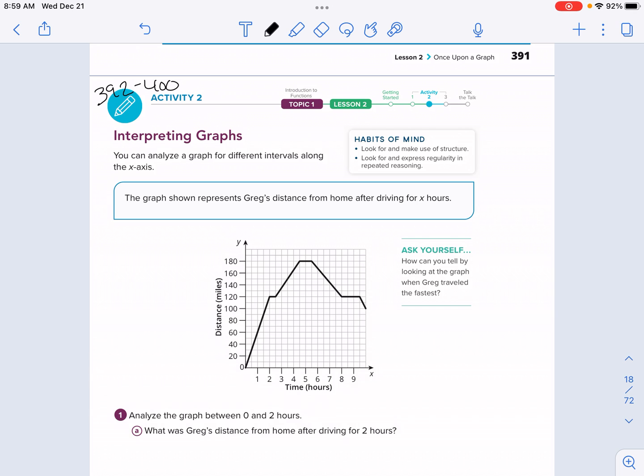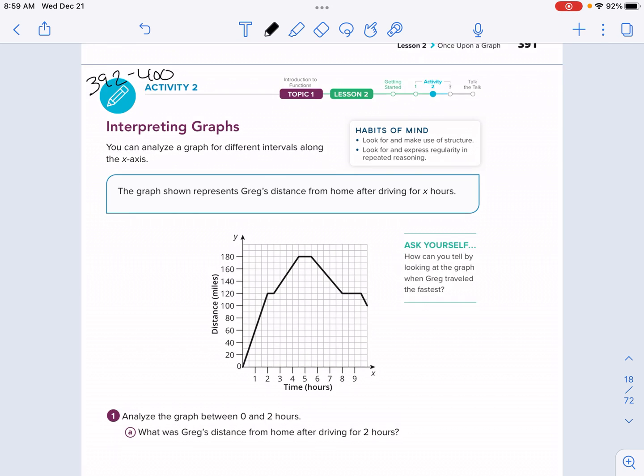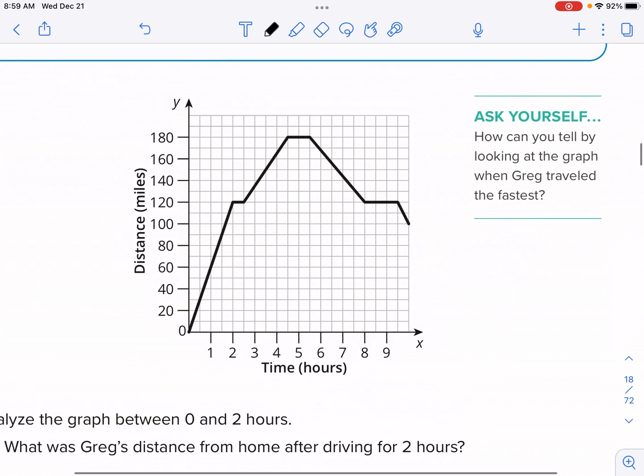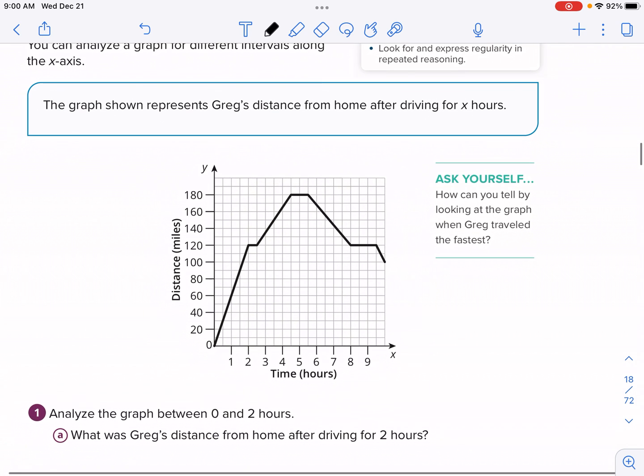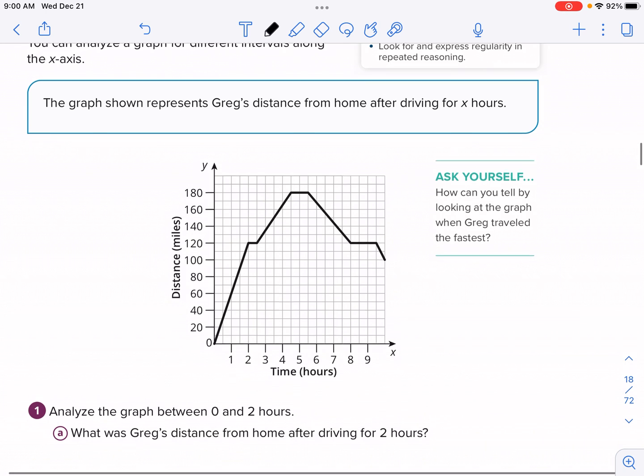It says the graph shown represents Greg's distance from home after driving for x hours. So we've got to just keep in mind our units here. The x-axis is time in hours, so we can see that Greg drives from 0 to, looks like, 10 hours. And the distance, he's driving from 0 to 200 miles from his home. So he'll be driving away, he'll be driving closer, and we're just going to answer these questions dependent on this part of the graph.